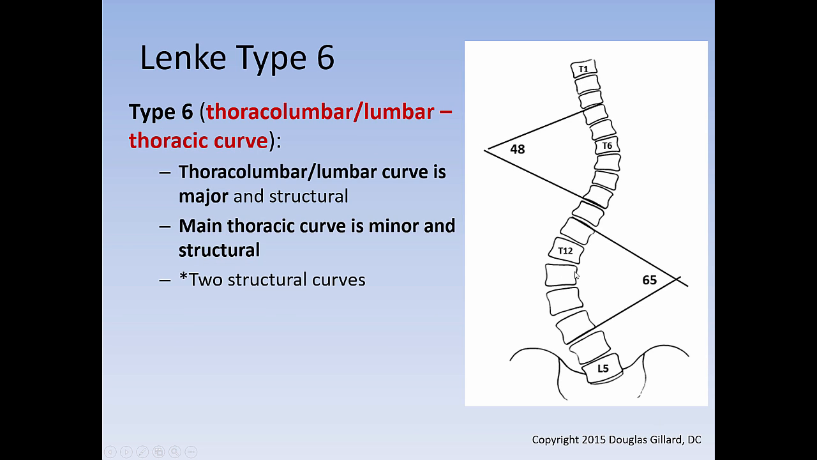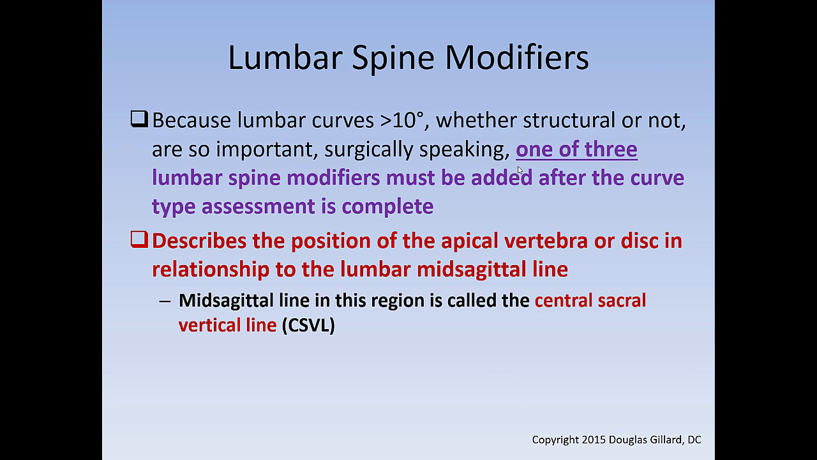Now Lenke 6. So we have two structural curves now. Okay, we have a main thoracic curve and we have the thoracolumbar lumbar curve. Thoracolumbar lumbar curve is bigger, right? So this is major. So whenever you have a major thoracolumbar lumbar curve, it's either going to be type 5 or type 6. So type 5 means it's the only structural curve. Type 6 means that the main thoracic curve is also structural, but it's minor. It's not as big. That's a Lenke type 6 curve. So there it is. Play this back until this sinks into your head.